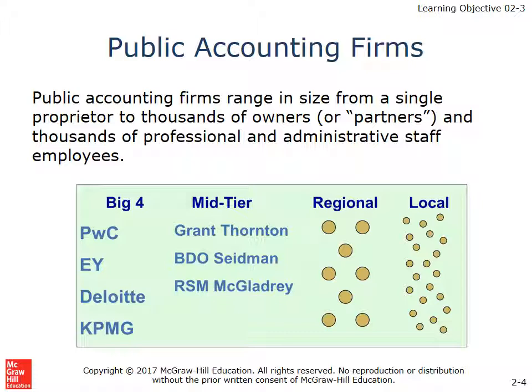like Snyder and Clemente. They are more than one or two people in the company, but they're not statewide. They might have several locations in an area. And then there's local. This is your very small CPA firm. It may be one location, a few accountants. So we have all these different public accounting firms, from a single proprietor to thousands of owners or partners.